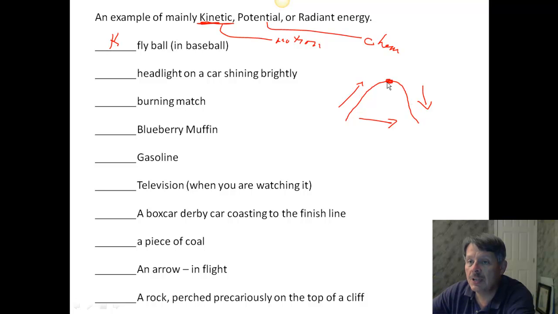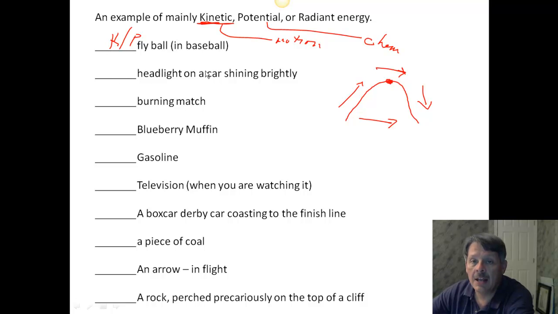What happens when it's sitting here? It's still moving. It's still moving in this direction, but it's no longer moving up or down. So here it also has potential energy because it could fall. So some of these answers that you're going to see over here have two possible answers. This has kinetic energy, but it also has potential energy.